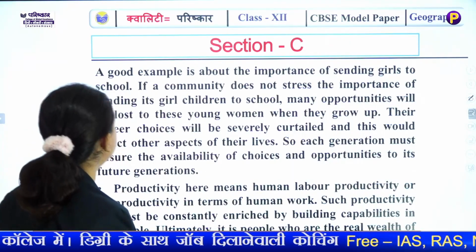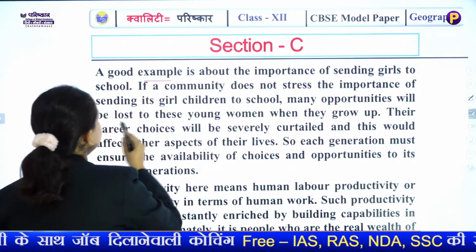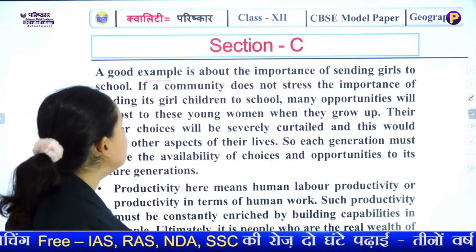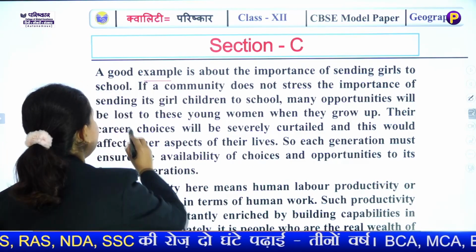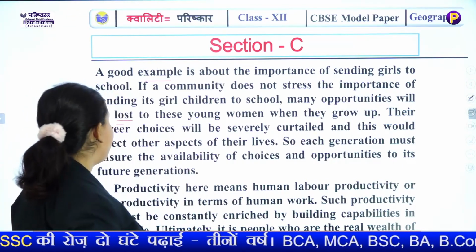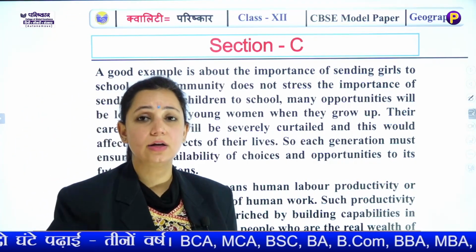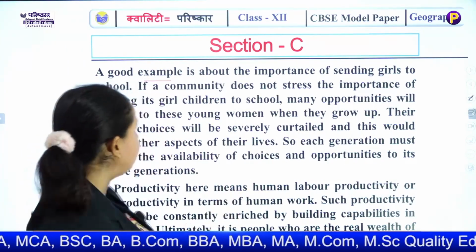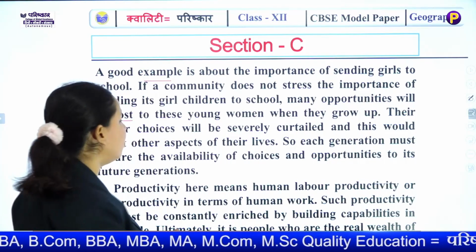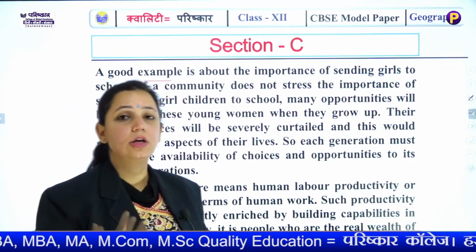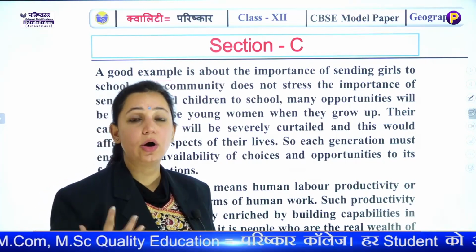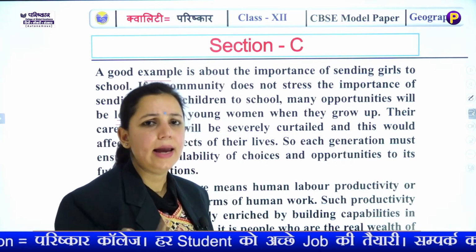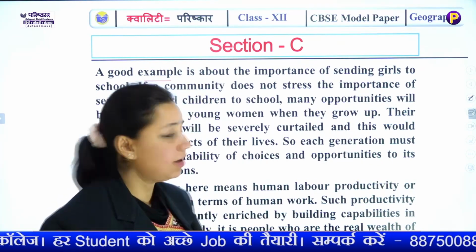Now an example is the importance of sending girls to school. If a community does not stress the importance of sending its girl child to school, many opportunities will be lost in her young age and she will not be able to make her career choices when she grows up. So her opportunity is what? Curtailed. So each generation must ensure the availability of choices, whether it is the choice of education, standard of living, access to health, or any other thing that the society is being given.